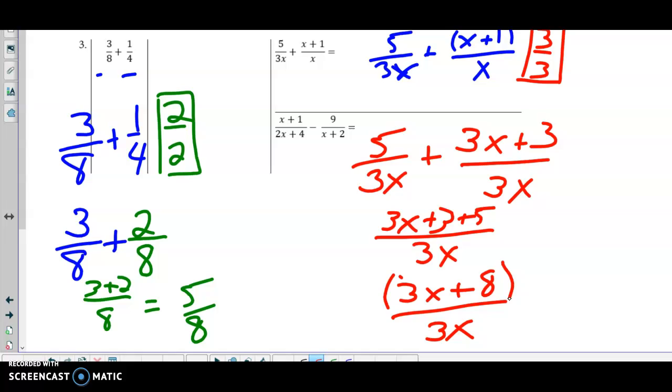So the big thing here is making sure that you have the denominators the same. You do that by multiplying by a factor of 1 that's going to be conducive to making the denominators exactly the same.